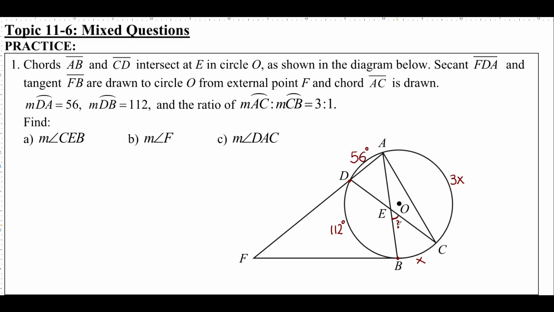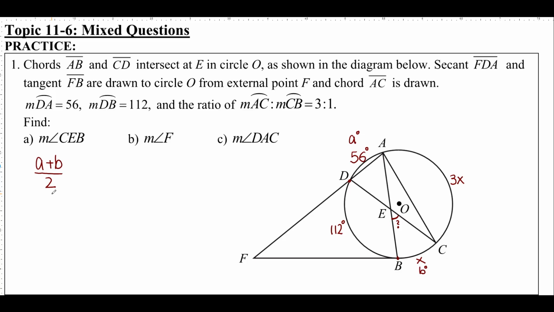That is the intersection of two chords inside the circle. If this is A degrees, the other one is B degrees, which is x. The intersection angle inside the circle is the average of these two, A plus B divided by 2. That's the measure of angle CEB. But we need to find the value of B, which is x.